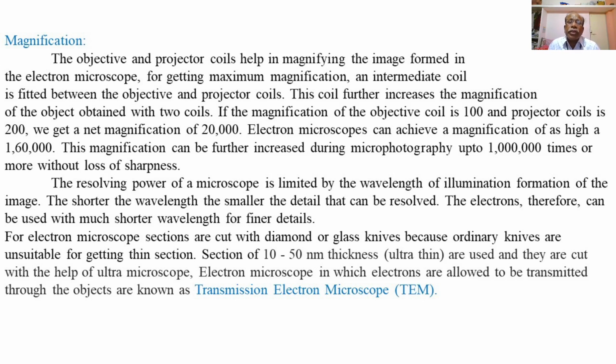An electron microscope in which electrons are allowed to be transmitted through the objects is called a transmission electron microscope. So this is the explanation regarding the magnification of the image of the object in an electron microscope.